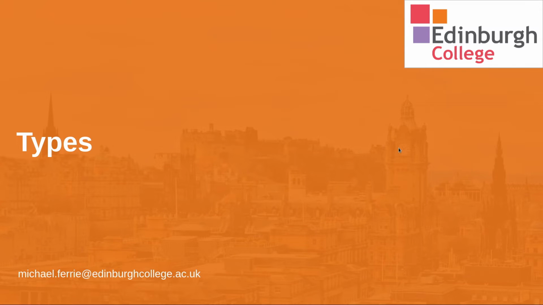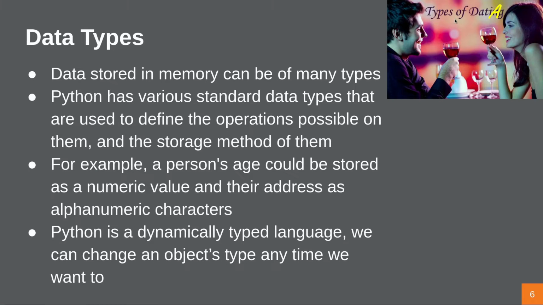Right, types. Now I've made a funny graphic here. I don't know how amusing you're going to find this. You're probably going to think it's a terrible joke. But I found this graphic, types of dating, and I've replaced it with an A there, types of data.